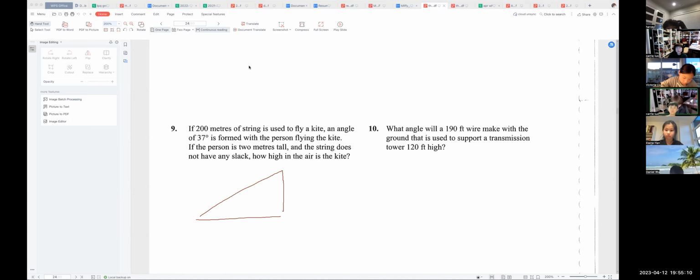What, this person is 2 meters tall? What kind of person is that? What does slack mean? Slack? Yes. That means, like, how to say that? It's like where it is.